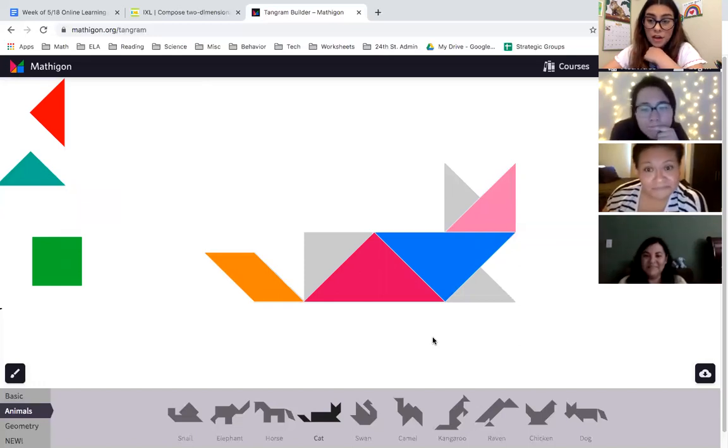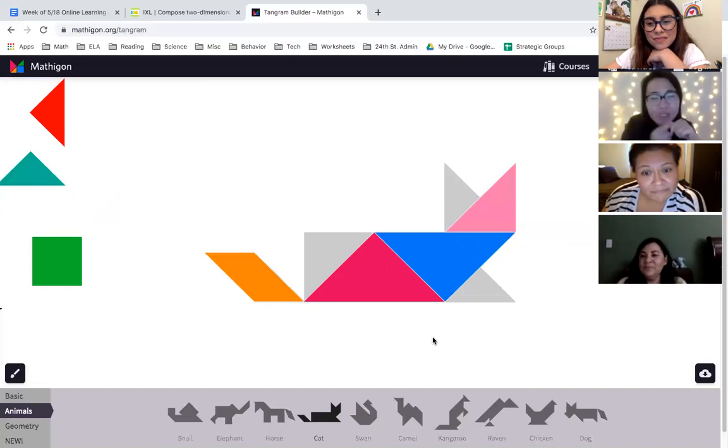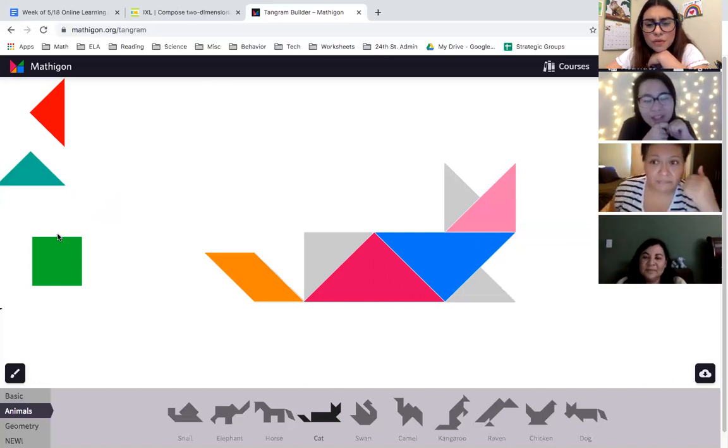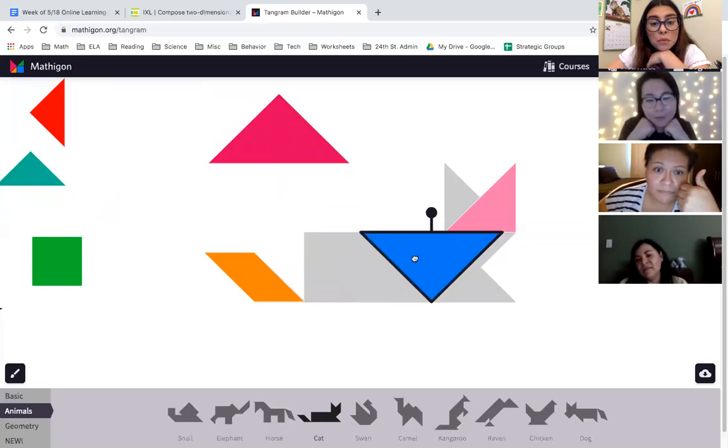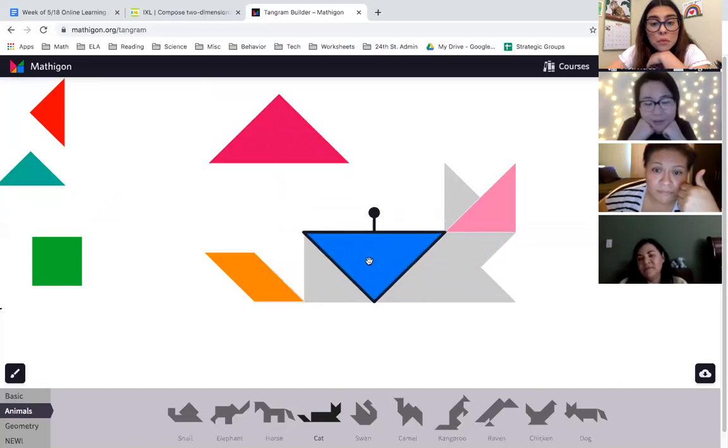All right, Miss T, what should we do next? Well, I'm looking at the shapes we have left, and I know there's no spot for the square. Yeah, I'm noticing that too. Wondering if maybe we can play with the blue and the fuchsia triangles a little bit, because I know 2 triangles in a certain way can make a rectangle. So I'm wondering if we can rotate it a little bit to make a rectangle.